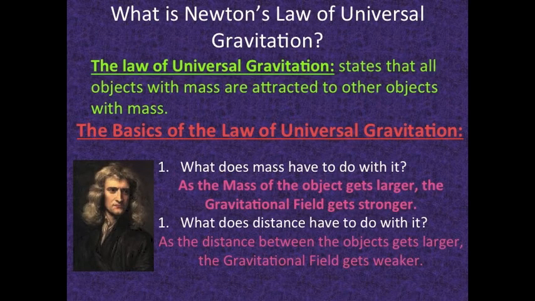What is Newton's law of universal gravitation? The law of universal gravitation states that all objects with mass are attracted to other objects with mass. As the mass of the object gets larger, the gravitational field gets stronger. As the distance between the objects gets larger, the gravitational field gets weaker.